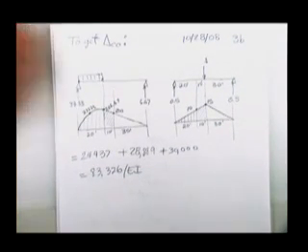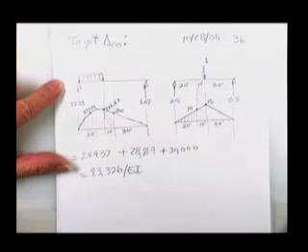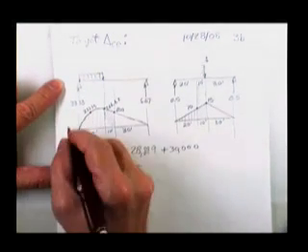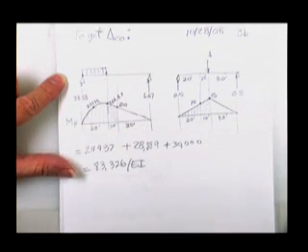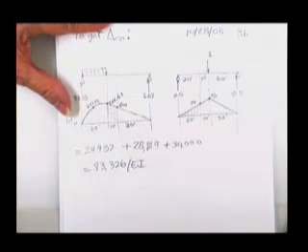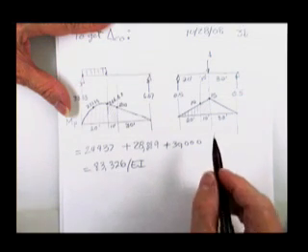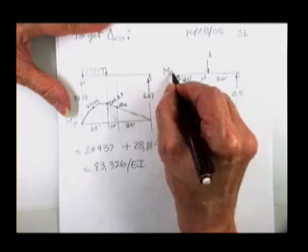Again, to get that, I draw the primary structure with the real loads on it, and I get a moment diagram due to the real loads. Then I draw the primary structure with a unit load in the direction that I want to know the deflection. And that is the M sub P.